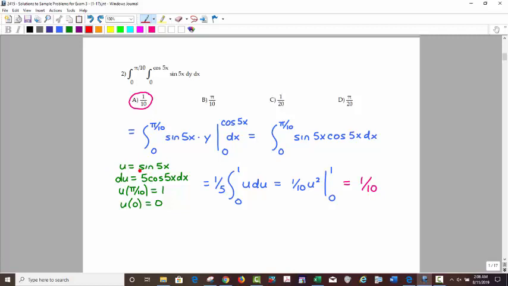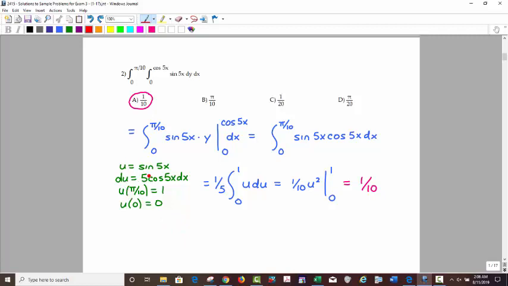And don't forget the chain rule here. So the derivative of sine of 5x would be 5 cosine of 5x dx. Which I didn't write here, but that brings out this 1/5. When you divide both sides by 5, there's a 1/5. And I like changing the limits of integration. I guess you don't have to if you're not comfortable doing that, but it makes things so much easier because you don't have to go back to your original variable.